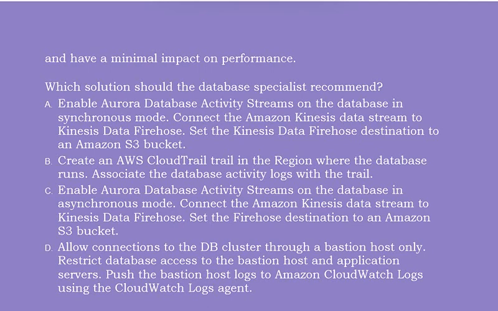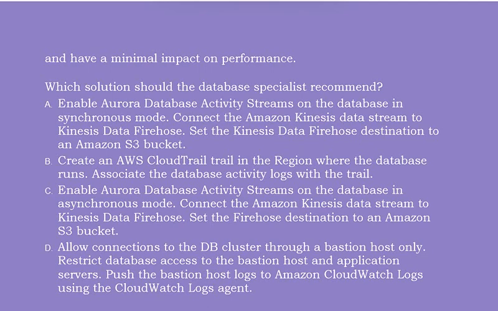Option A, enable Aurora database activity streams on the database in synchronous mode. Connect the Amazon Kinesis data stream to Kinesis Data Firehose. Set the Kinesis Data Firehose destination to an Amazon S3 bucket. Option B, create an AWS CloudTrail in the region where the database runs. Associate the database activity logs with the trail.